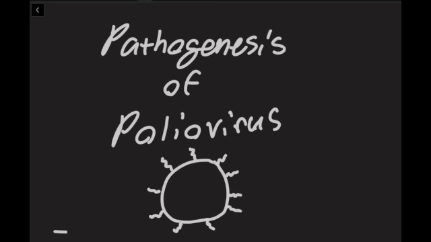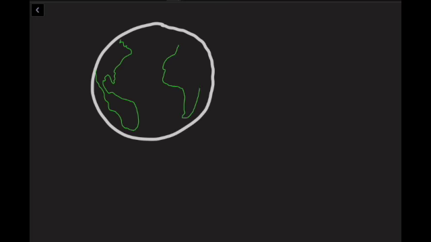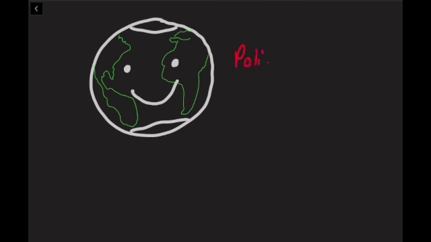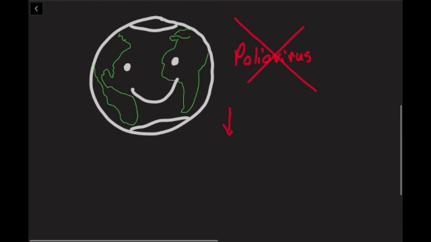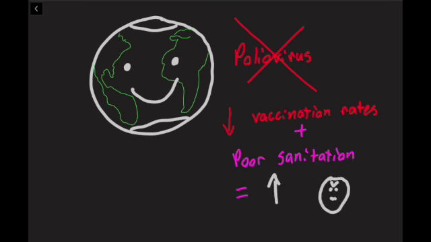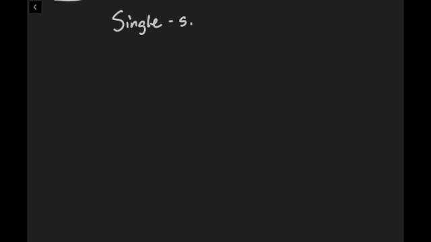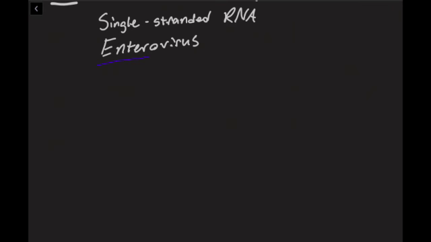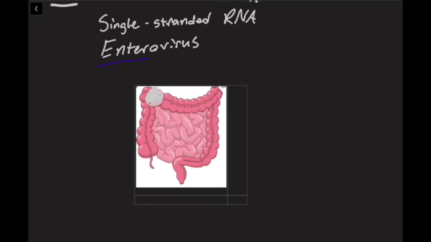Today we're going to talk about the pathogenesis of poliovirus. Poliovirus has been widely eradicated in much of the world. However, much of the developing world, which has low vaccination rates and poor sanitation, sees more frequent outbreaks. Poliovirus is a single-stranded RNA enterovirus, meaning it invades the intestines.